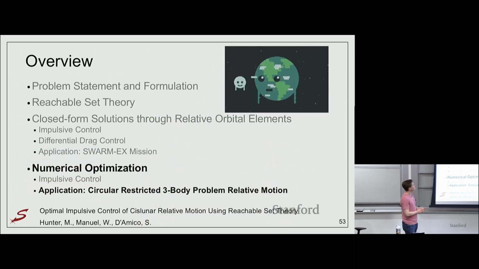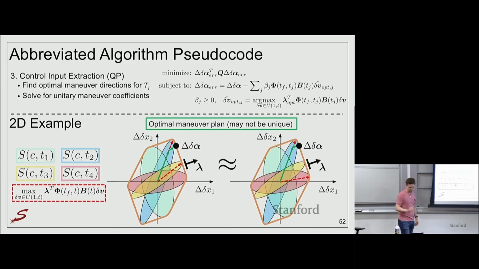So how can this solver be used? Well, we're currently using it for some of the newest, yes? Sorry. Just so I fully understand, how do you know that this iterative process converges?